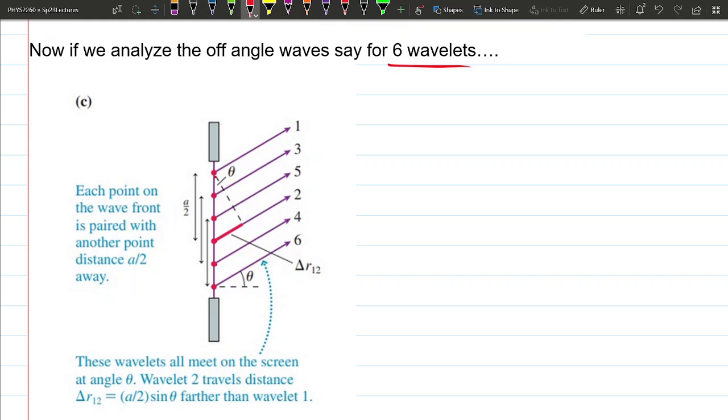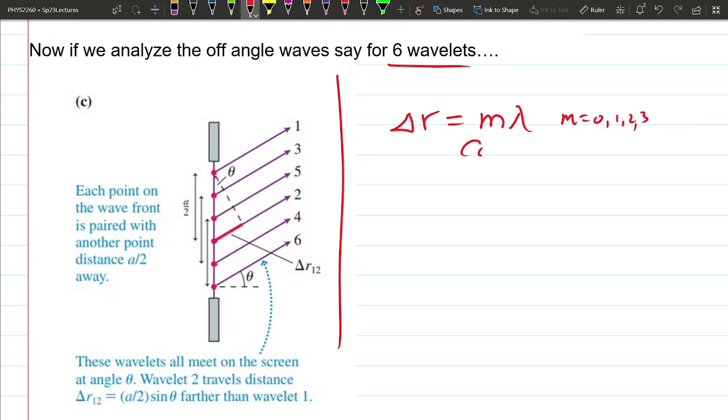Let's say you're at a screen some distance away from this, and you want to figure out whether you're going to have constructive or destructive interference. Once again, the variable that we want to figure out is this delta r. If delta r is some integer multiple of the wavelength, 2, 3, then you have constructive interference. If delta r is a half integer difference, then you have destructive interference.